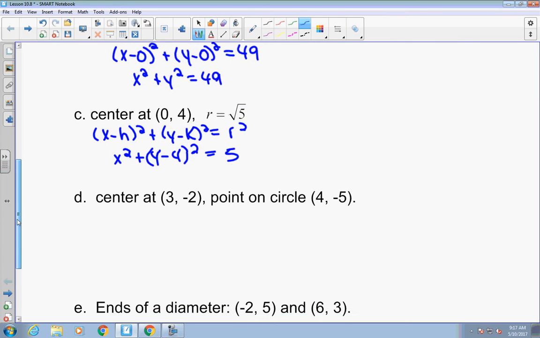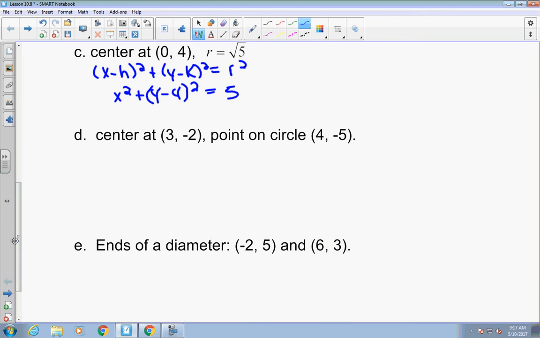Okay, here's another one. This problem gives me the center, and it gives me a point on the circle. So I have my h, k, but I don't have what? My radius. What am I going to have to do to find my radius? I'm going to have to use the distance formula with the center and a point on the circle.